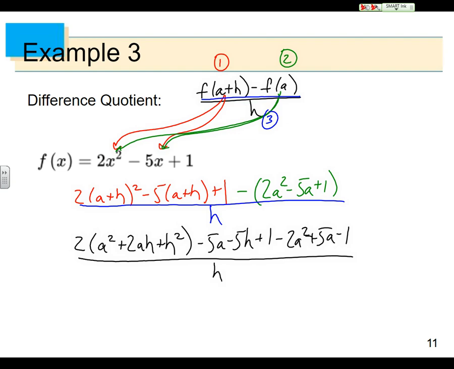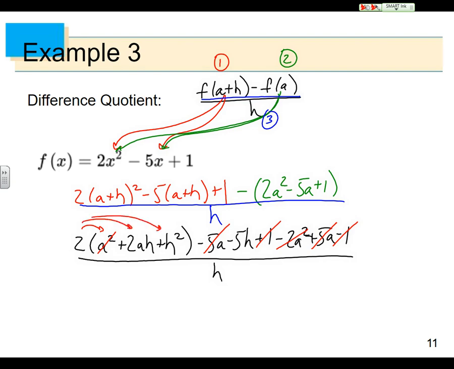Now I'm going to skip a step here. I'm running a little bit low on space. I'm not managing my space very well at all, but I think you'll see what's going on. Everything that does not have an h now should cancel. It's like the positive 5a and the negative 5a, gone. The negative 1 and the positive 1, gone. I've got a negative 2a squared right here, and then a positive 2a squared, because that 2 is going to eventually distribute all the way through.